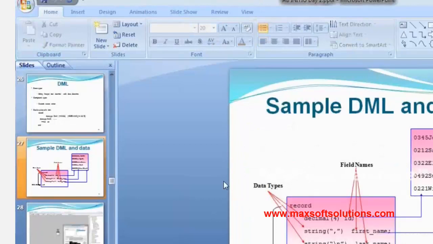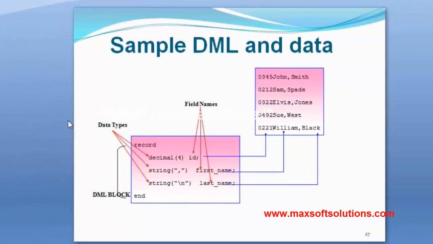So this is sample data here. I think you're already aware of it. Yes. So here the first 4 fields specify the ID, and up to the first comma, that will be the first name. Then once your new line character comes, your record ends.